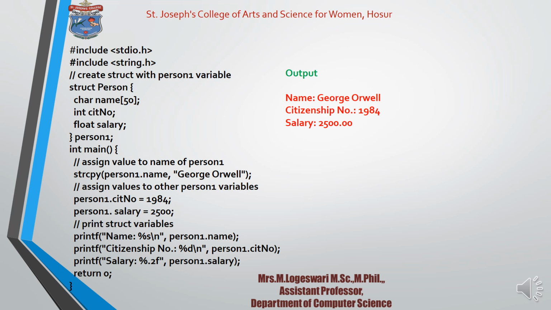Okay, then the main function has statements. First, strcpy of person1 dot name. Okay, the character string is moved to the variable. After that, person1 dot ID number, so 1984 is moved to the ID number. After that salary, so 2500 is moved to the salary. So some output statements are there. Name: person1 dot name, so it prints the string. After that the person's ID number is 1984. After that the salary is written as 2500.